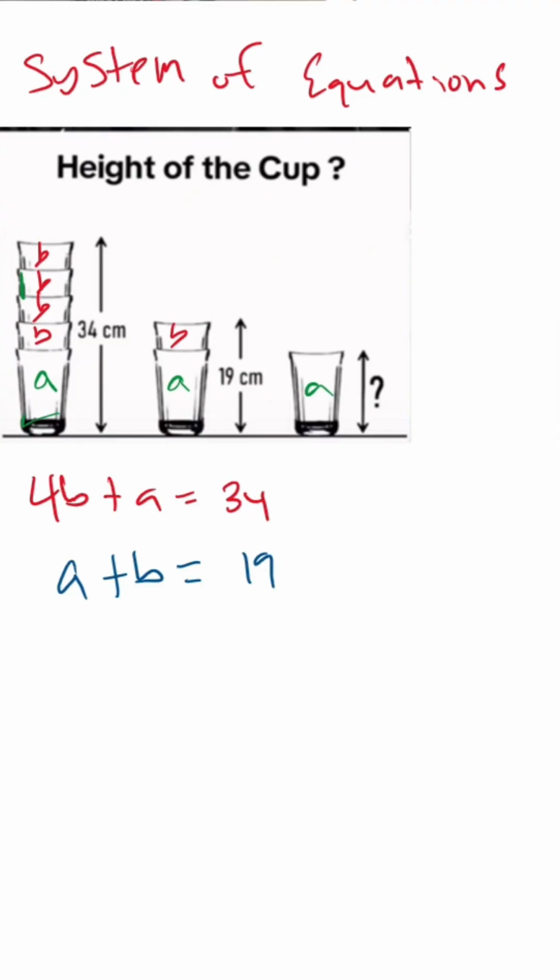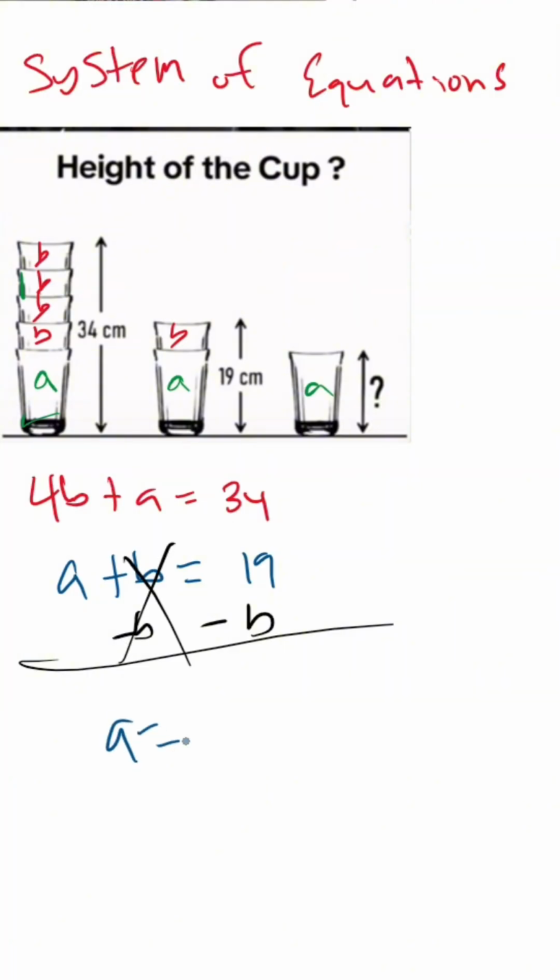One of the ways we can solve a system of equations is through substitution. Let me show you how we're going to do that. We're going to take the second equation and solve for A. To solve for A, I have to get A by itself, so I have to get rid of this B. B is trying to add to A, so we have to do the opposite of add. I'm going to subtract B on both sides. When I do that, the B's are going to cancel, and I'm going to be left with A is equal to 19 minus B. Okay, perfect.